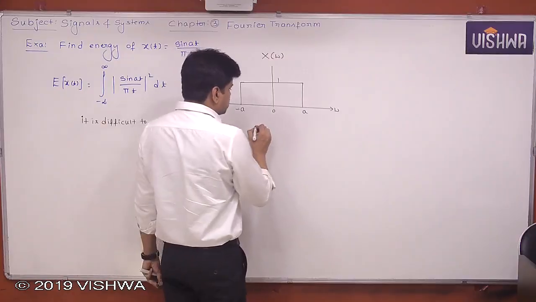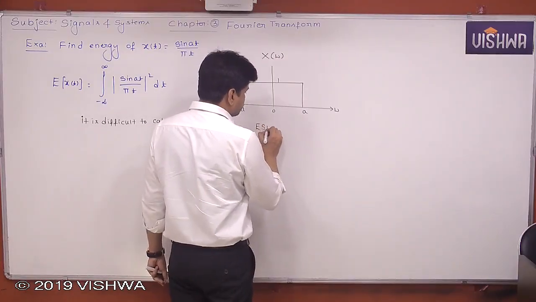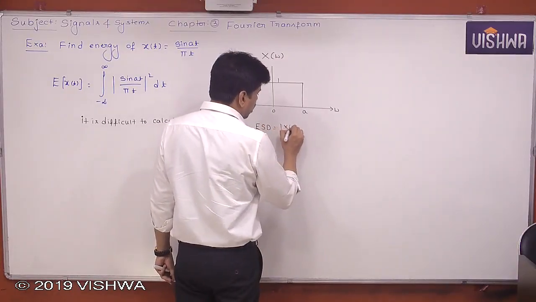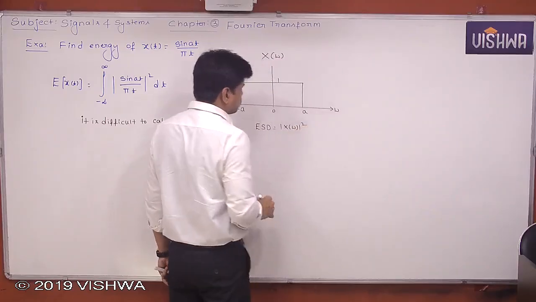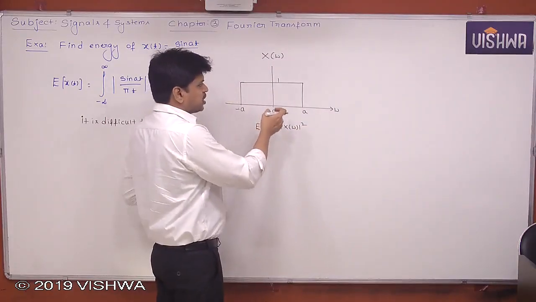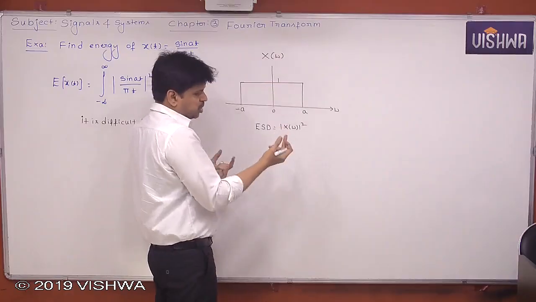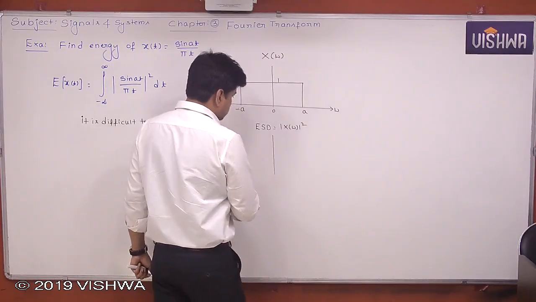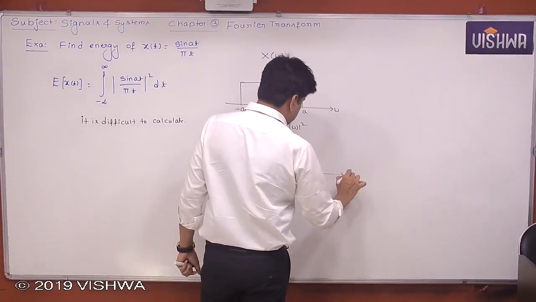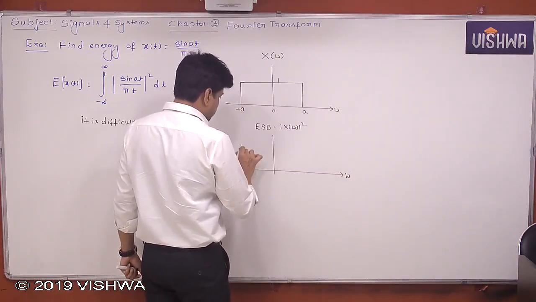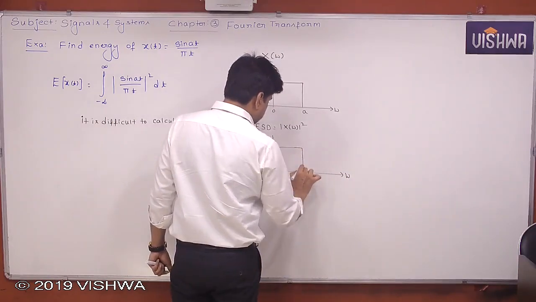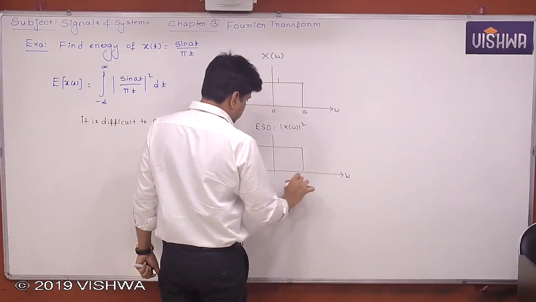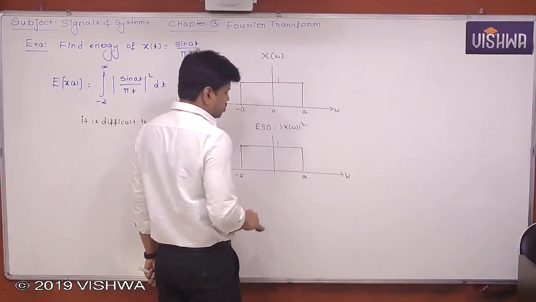Now, what is the energy spectral density, which is mod x of omega whole square? If I calculate the modulus for this, the modulus of 1 is nothing but 1 only. If I take the square, still it is going to be 1 only. So this is the energy spectral density between minus a and plus a, whose value is equal to 1.